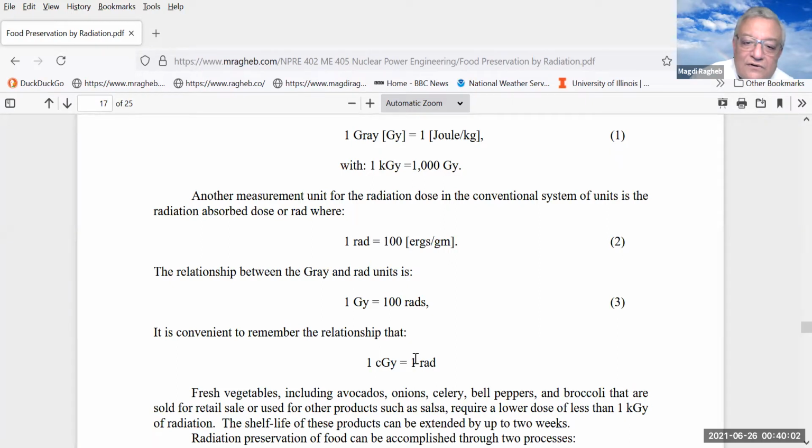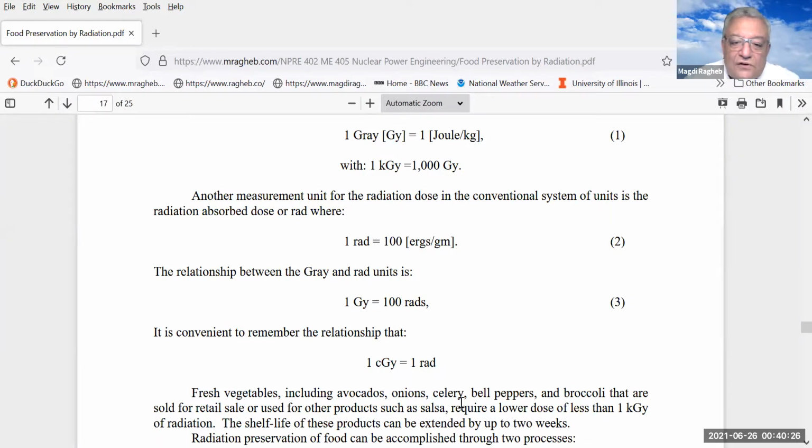So it's convenient to remember that 1 rad is 1/100th of a gray. So 1 rad is 1 centigray. I like to remember that relationship because you'll find that the gray and the rad are used interchangeably in practice. People still stick to the CGS system of units, the unit of the rad.